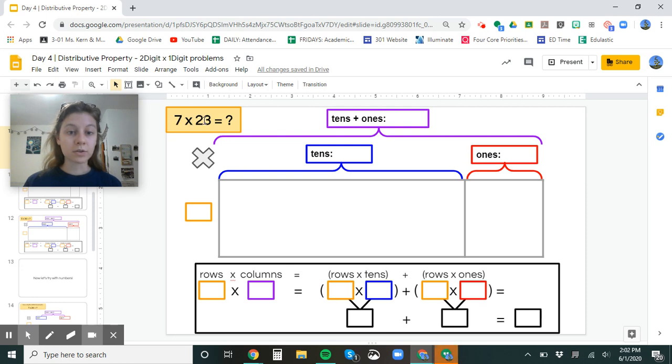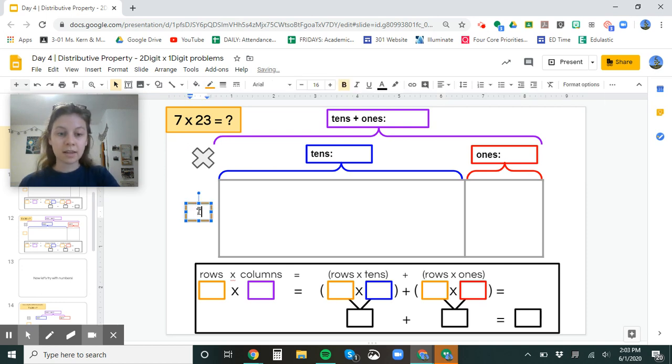So what we're going to do is decide which one is our rows and columns. My rows is going to be 7 because that is my 1-digit number. I want my 1-digit number to be my rows. Then I'm going to have 23 be my columns. So here I have 23. That's going to be my 10s and my 1s together.